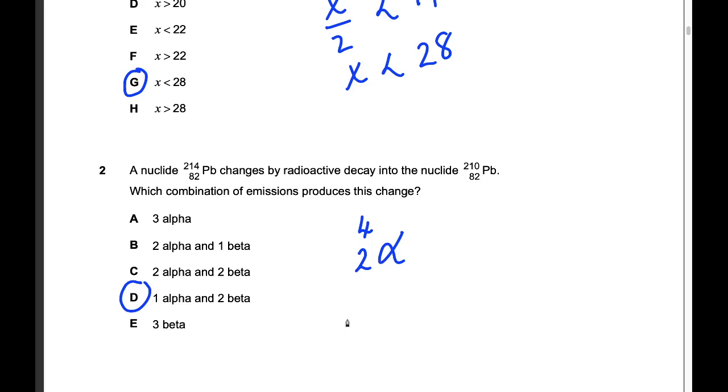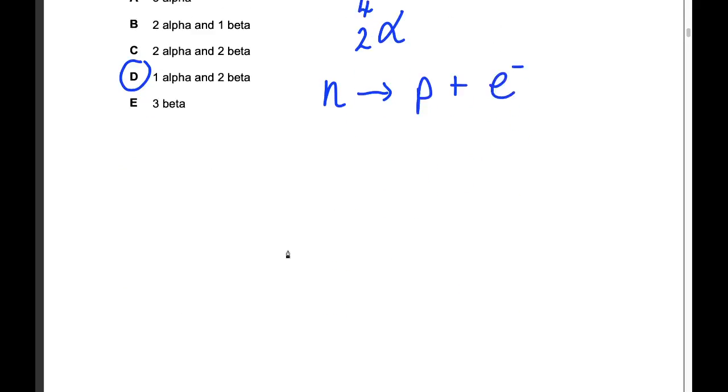So you need 2 beta decays to raise this number by 2 again, because each beta decay is actually a neutron decaying to a proton and emitting a high-speed electron, which is a beta particle. Okay, so the answer is D.